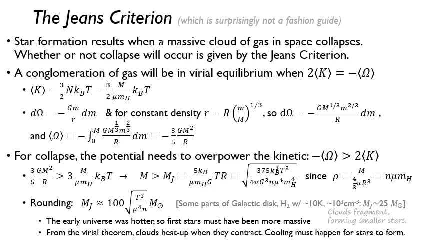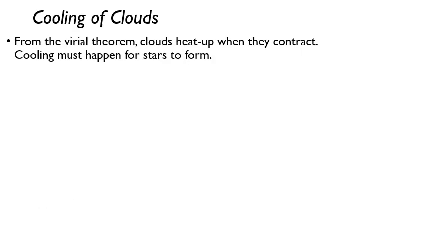Now we also know that from the virial theorem that when our cloud collapses and it contracts, it heats up. Well, if it heats up, then the Jeans mass becomes larger. So you need more density to collapse, so that at a certain point you'd stop collapsing if you didn't cool. So we know that cooling must happen for stars to form. So how does the cooling occur?